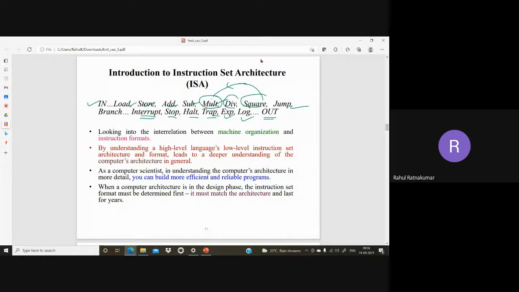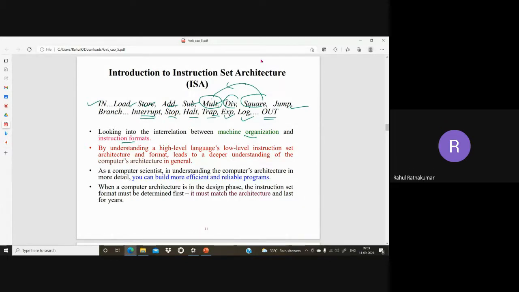So, the interrelation between the machine organization and instruction format. There will always be a correlation between machine organization and instruction format. Whatever you have, you can offer, right? If you don't have a logarithmic unit, you cannot offer it. But if you're offering it, there should be some additional mechanism with the control unit so that it can do logarithm using some existing subtraction, something like that.